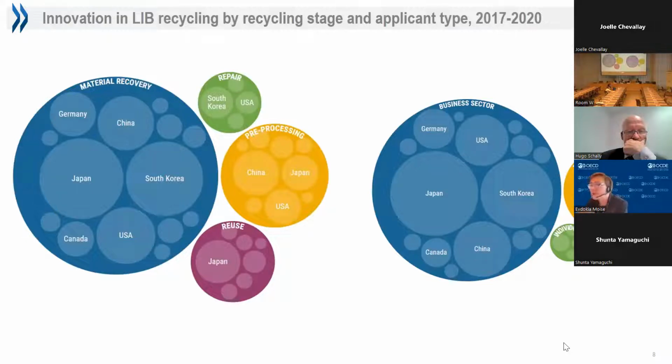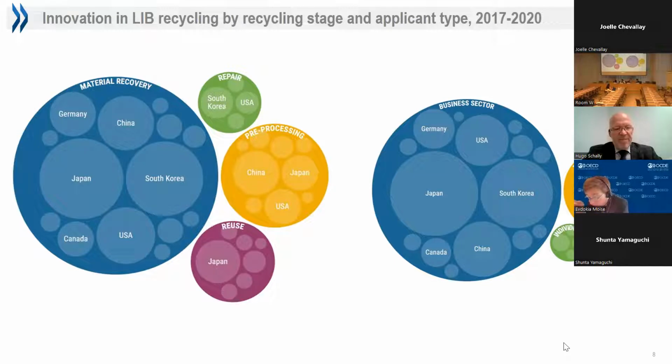In order for this expansion to take place, there are a couple of factors that come into play. One of them is innovation. And you see here in the slide, on your left-hand side, the breakdown of patents by recycling stage, so how many you have for material recovery, for repair, for pre-processing, or for reuse. And then on the right-hand side, the patents by applicant type: business sector, research institutions, and individuals.